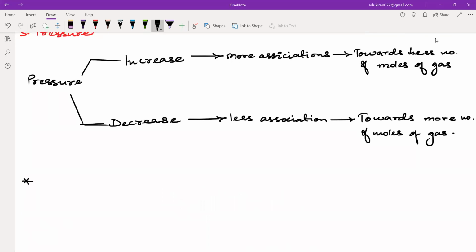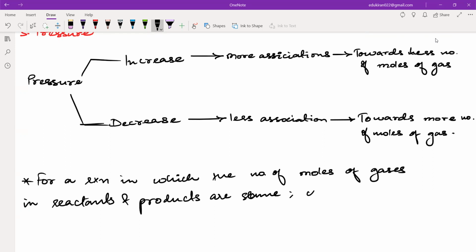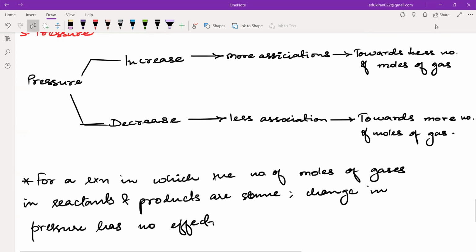For a reaction in which the number of moles of gases in reactants and product are same, change in pressure has no effect. Okay.